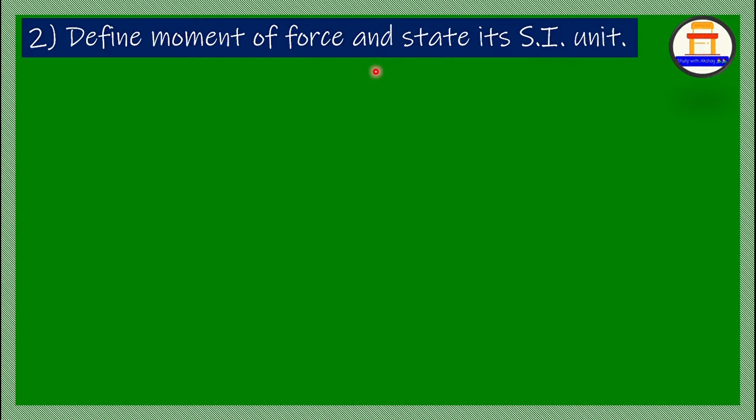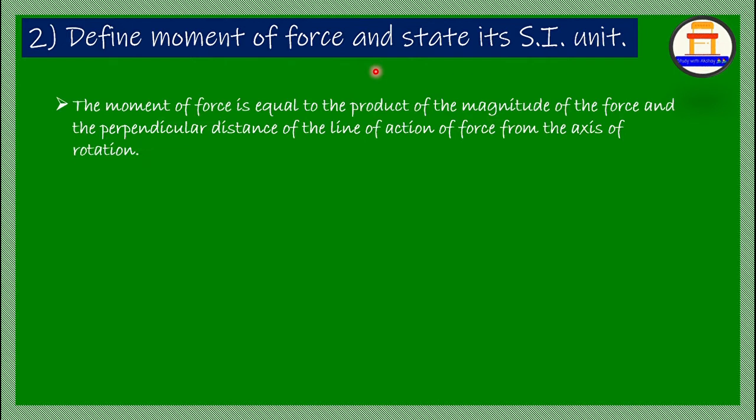So what is basically moment of force? Moment of force is equal to the product of the magnitude of force and the perpendicular distance of the line of action of force from the axis of rotation. The same thing was displayed when I explained during the class as well, and I had told the keywords. Hope you have remembered all the keywords, where you will be gaining the marks if they ask for the definition. So the SI unit is Newton meter.